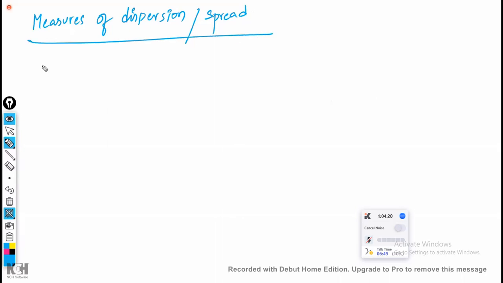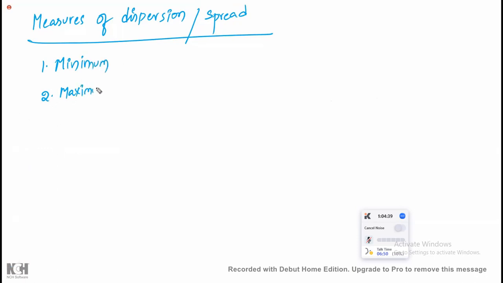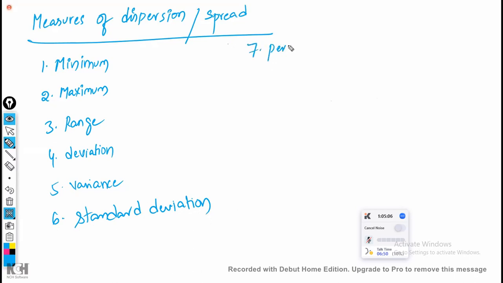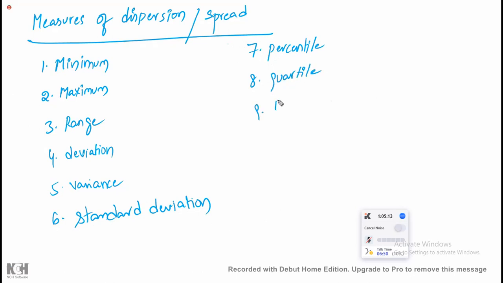Now in this, what we are going to measure is, first, the minimum value. Second, the maximum value. Third, range. Fourth, deviation. Fifth, variance. Sixth, standard deviation. Seventh, percentile. Eighth, quartile. Ninth, interquartile range.